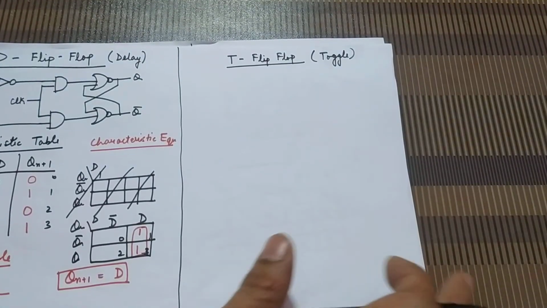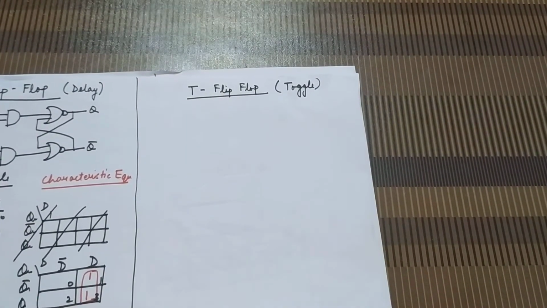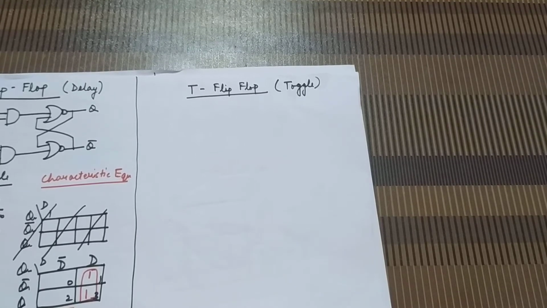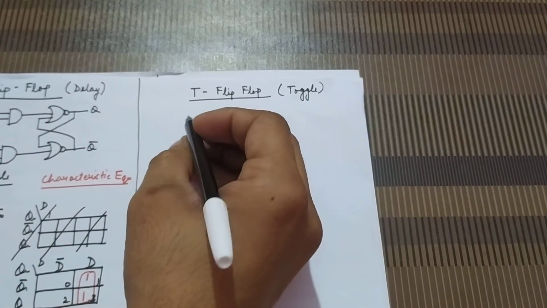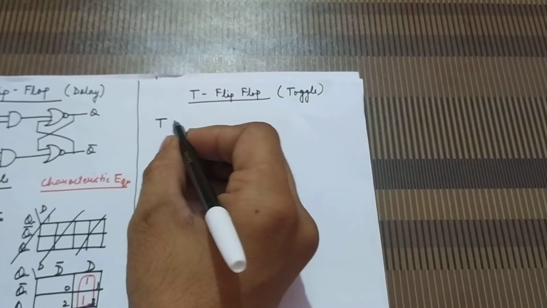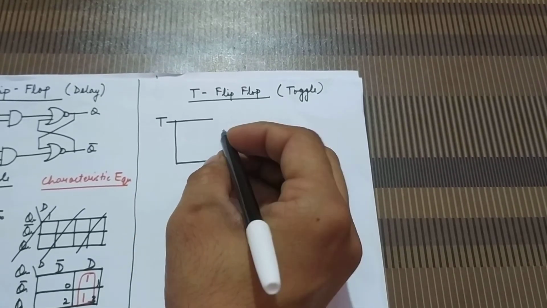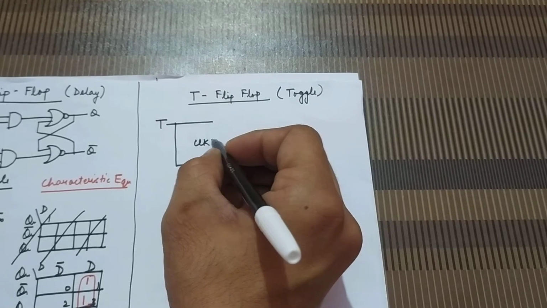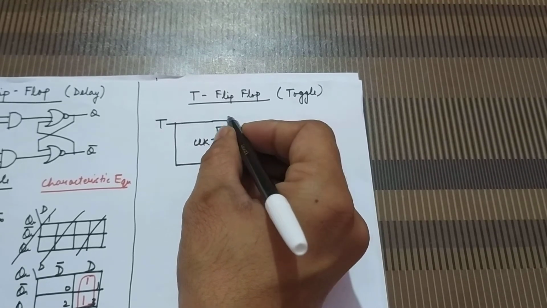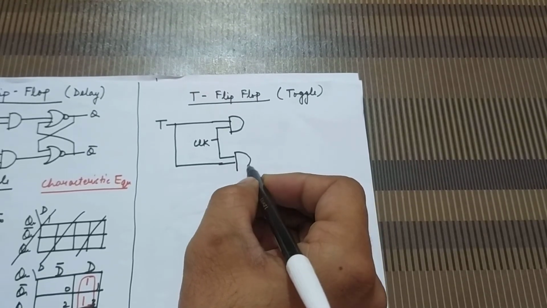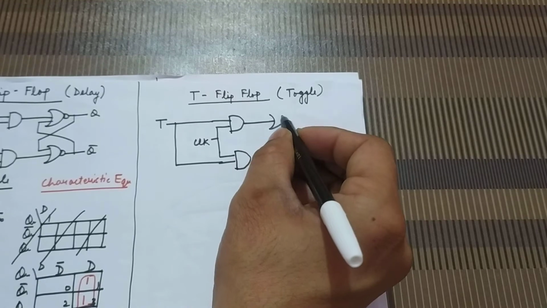Okay, as I told you earlier that T is a combination of J and K. So in a circuit diagram, we will just connect the two terminals and we will be having one input terminal as T, just like this. It's a clock input, and gate, okay, and rest remains the same.